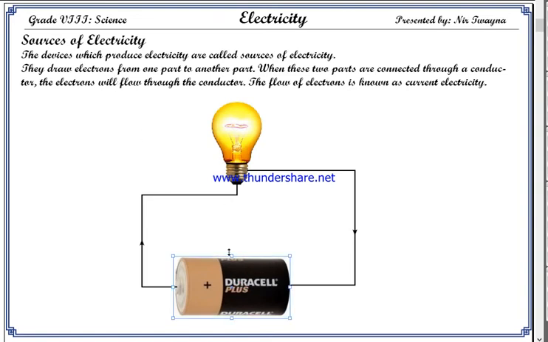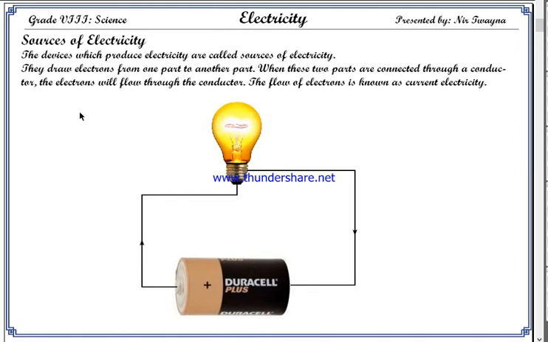So just like in this example, all the sources of electricity do what? All of them draw electrons from one part of the body to another part of the body. They draw electrons from one part and accumulate them in another part, and the part where they draw electrons from becomes positively charged, and the part where they accumulate electrons becomes negatively charged. Okay, and when you connect these two parts, the positively charged and negatively charged terminals, then electrons will flow through the circuit or through the conductor. That is known as current electricity.